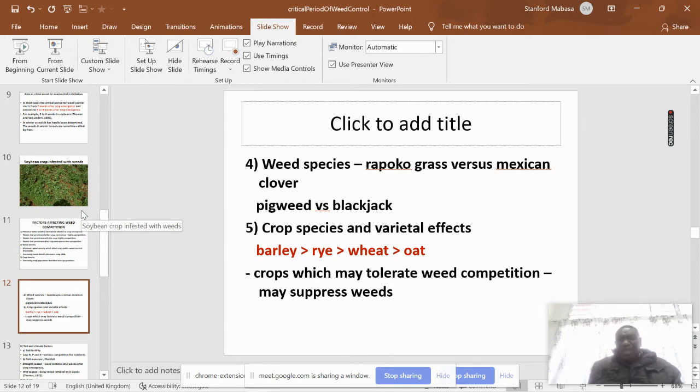So crops which tolerate weed competition may actually suppress weeds. However, we may need to do some studies to find out which crops actually suppress weeds. So if you have such a crop, delaying weeding may not be a serious issue. You can even come at 4 weeks or 6 weeks without decreasing the yield. But of course, we need to know those crops.